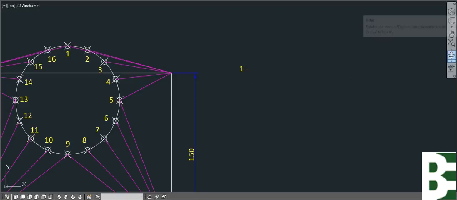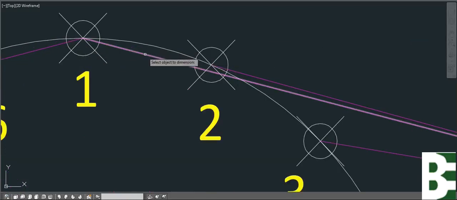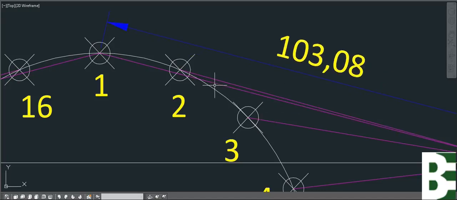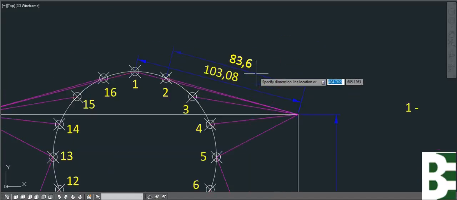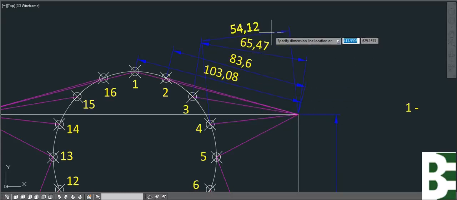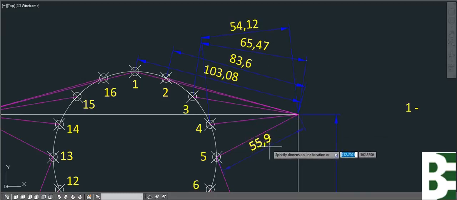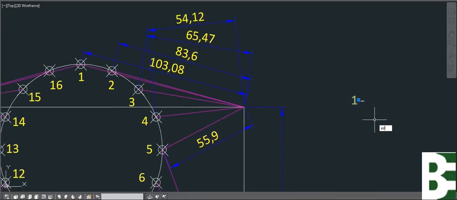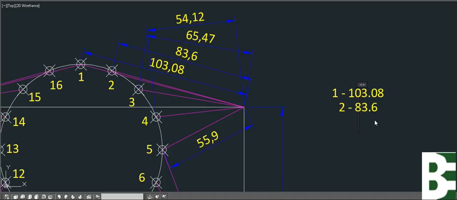Now I will make a table from these dimensions. For number 1 I have the dimension of 103.8. For number 2 is 83.6. As you can see, further and further. I will make this table. It will help me for further calculation.